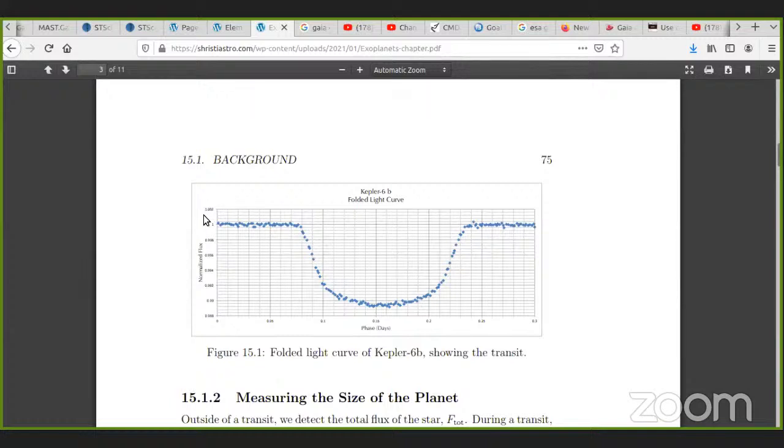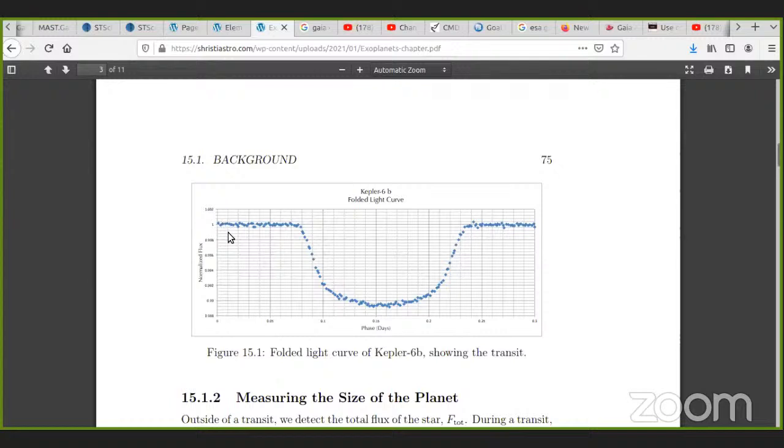So all these points are from different dates, but they correspond to the same phases, right? So you have a certain phase of the revolution of that planet around the star, and therefore the phase is varying from 0 to 3. I hope you all can see my screen, right? You can see this Kepler folded light curve.